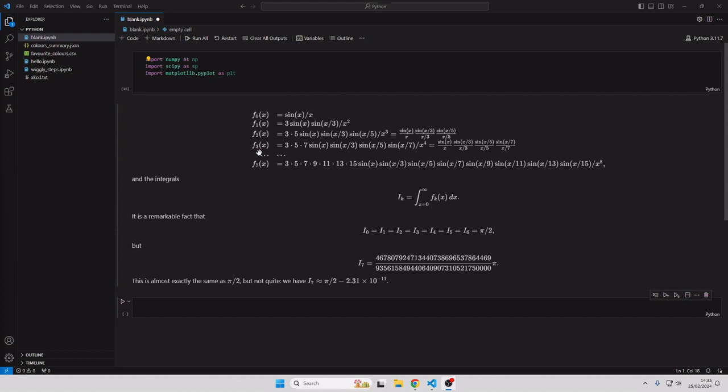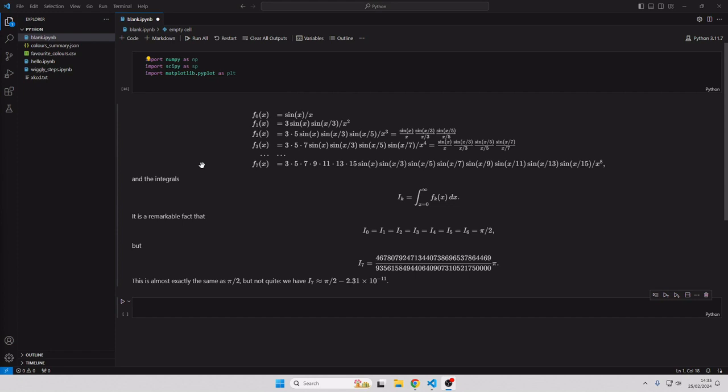And similarly, the next one, f3, gets an extra factor on the end, sine x over 7 divided by x over 7. And then we can carry on as far as we like, but in particular we're going to go up to f7. So f7, you've got x divided by odd numbers, 1, 3, 5, all the way up to 13 and 15. Yeah, 15 is the last one. So you've got 8 sine factors here, and you're divided by x to the 8, and you're multiplied by 1, 3, 5, 7, 9, 11, 13, 15. Okay, so those are these functions, fk of x, and we're going to integrate them from 0 to infinity.